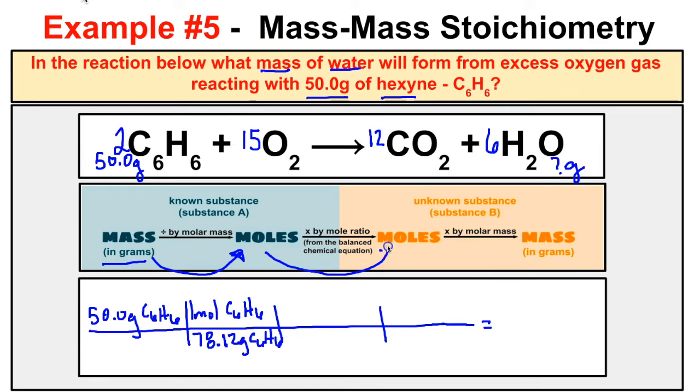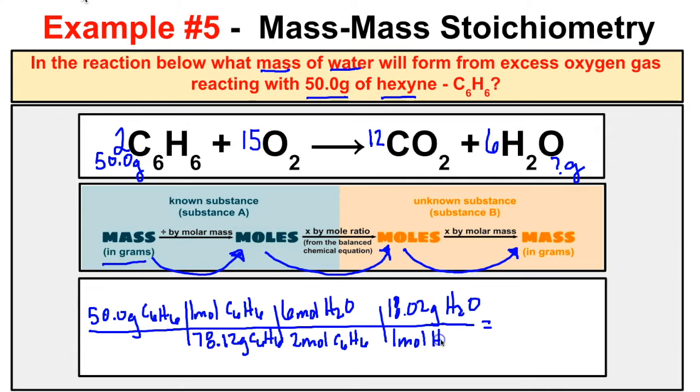Now what we have to do is come up with our mole ratio. What is our mole ratio of the stuff that we're trying to find to the known stuff over here? It looks like it's going to be 6 moles of water to 2 moles of C6H6. There's that step. That's done. Last thing, we need to convert the moles of water to grams of water, right? So we do that by multiplying by the molar mass of water, which is 18.02 grams per mole. There we go. That's how you're going to set this problem up.